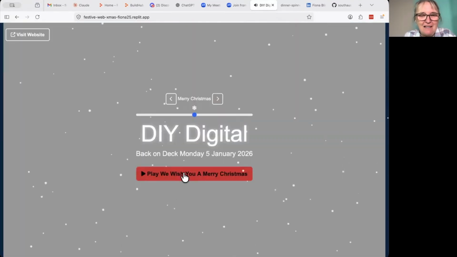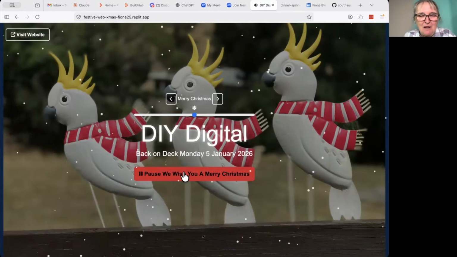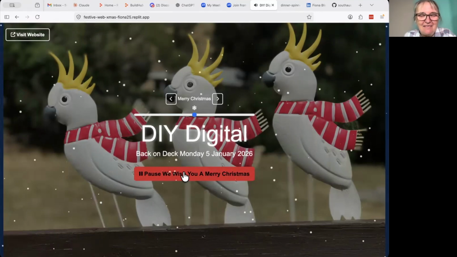Next one plays We Wish You a Merry Christmas. Anyway, that was one of the first apps I did in Replit, probably the first app I did. And since then, I haven't done very many, I've got to say, but I've done that one.